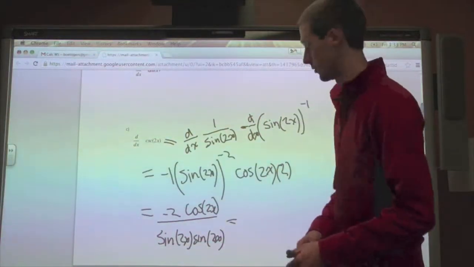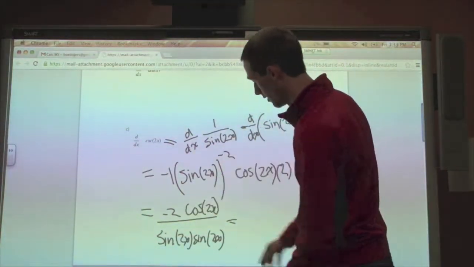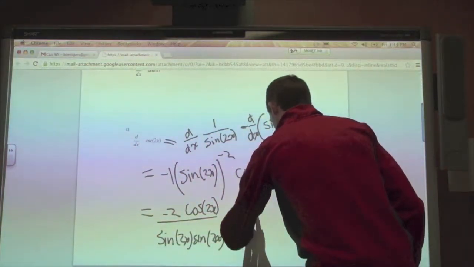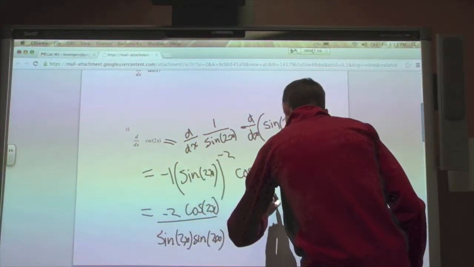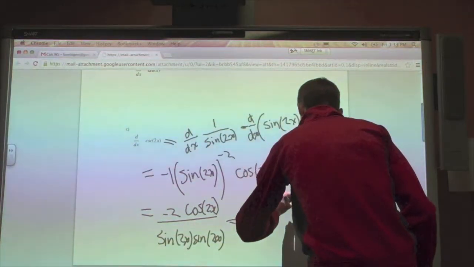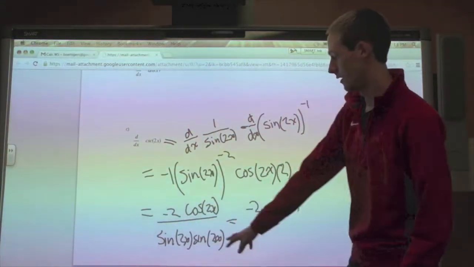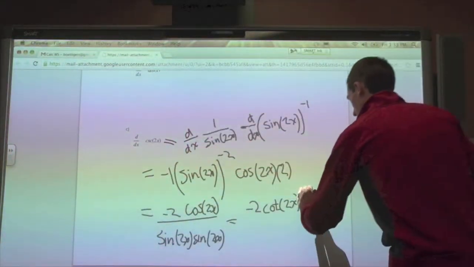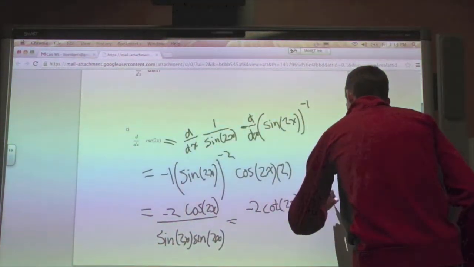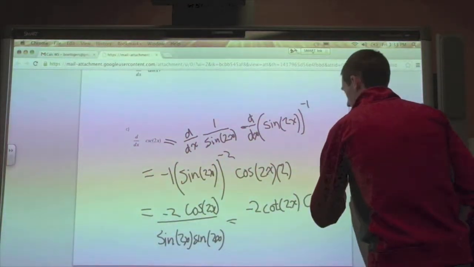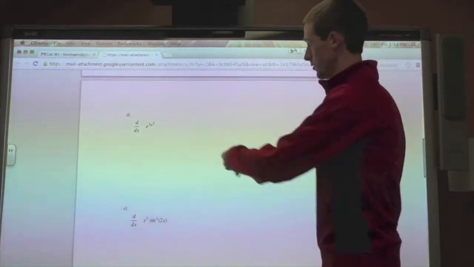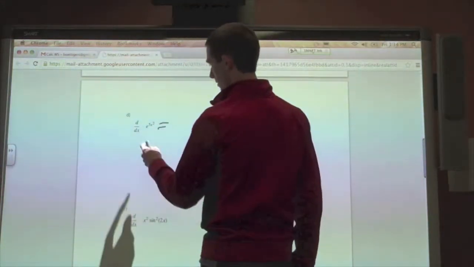And then the last step that we see there is we've got negative 2, so that's good. We've got a cosine 2x over sine 2x, which is going to be a cotangent of 2x. And then on the bottom, we would have a 1 over sine of 2x, which we see is just cosecant 2x. That's the answer.